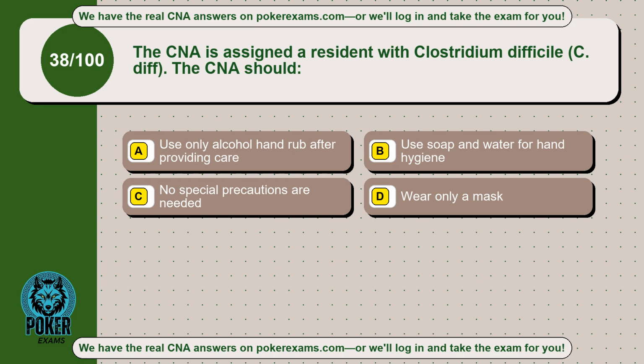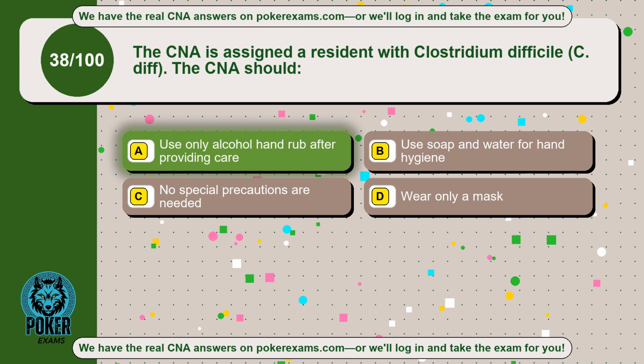Question 38. The CNA is assigned a resident with Clostridium difficile, C. diff. The CNA should: Option A. Use only alcohol hand rub after providing care. Option B. Use soap and water for hand hygiene. Option C. No special precautions are needed. Option D. Wear only a mask.